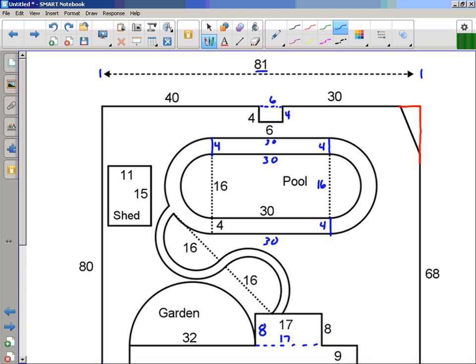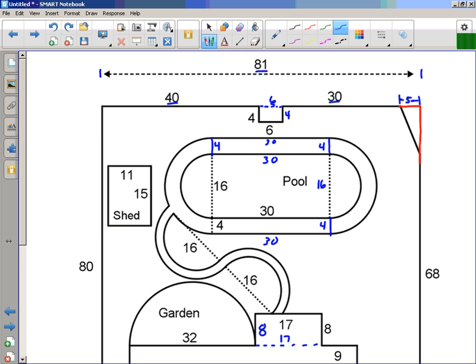So if that's 81, and here I have 40, 6, and 30, then I can subtract it. Well, 81 minus 40 would be 41, minus 30 would be 11, minus 6 means that this section here has to be 5. Okay? That has to be 5.